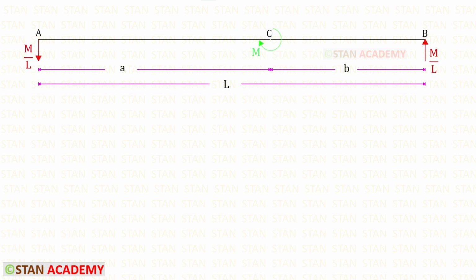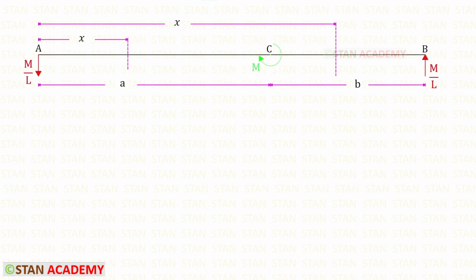Using Macaulay's method, we are going to make the expressions for the deflection and slope. For that we need to make sections. In this beam there are two different parts, AC and CB. So we have to make two sections, one in AC and one in CB. You can see that I have made two sections, one in AC and one in CB. Both of the sections I have made at a distance of X from the left support.